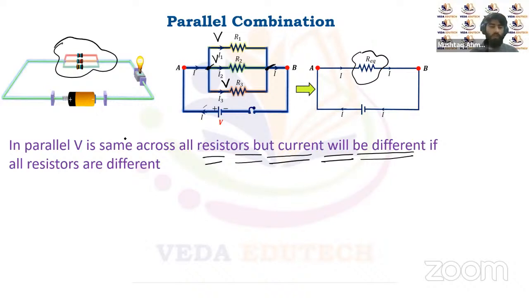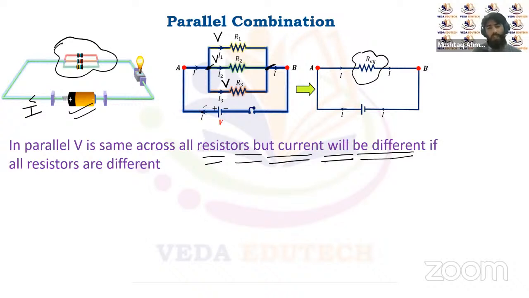You can see also here this is the battery, and this circuit is closed and some current is flowing through the circuit here also. So in each of these cases, the potential difference across each of the resistors will be V. So let's evaluate how the equivalent resistance will be calculated for the parallel combination of resistances.